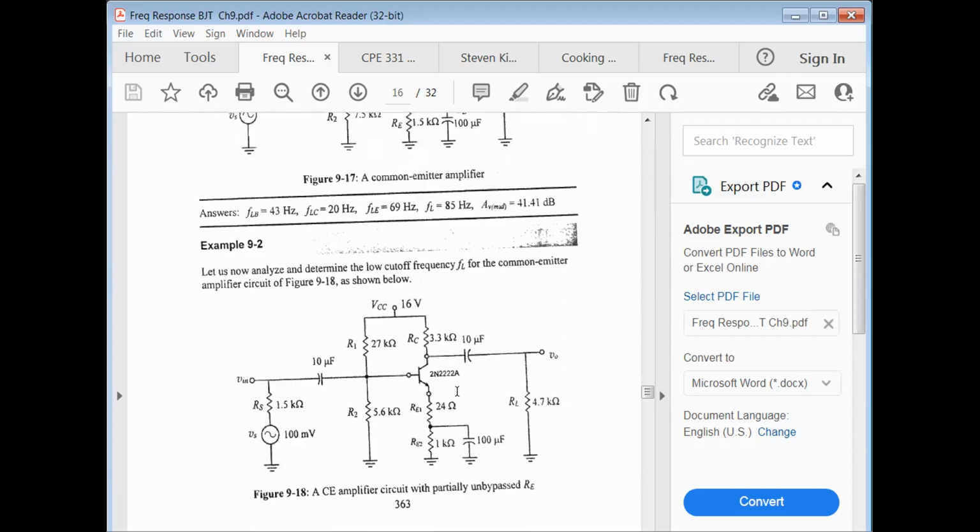And then we look at another. So let's look at example 9.2. This is slightly different than one we've seen before. The difference here is we have RE1 and RE2, so we have two series resistors in the emitter, and only part of it is bypassed.